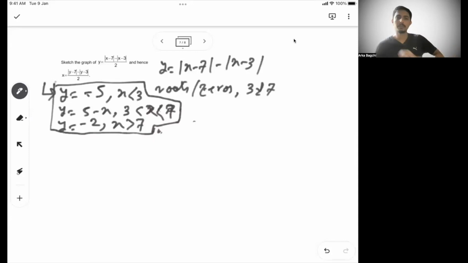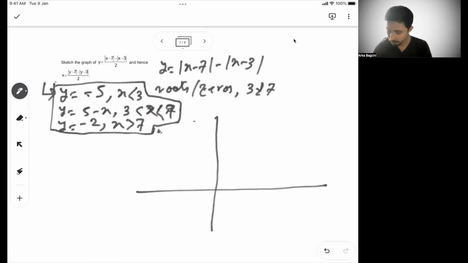These are my three equations. Now we try to draw a graph. x less than 3. So this is x less than 3. So somewhere here, 3, 7. So wherever x is less than 3, y is fixed at -5.